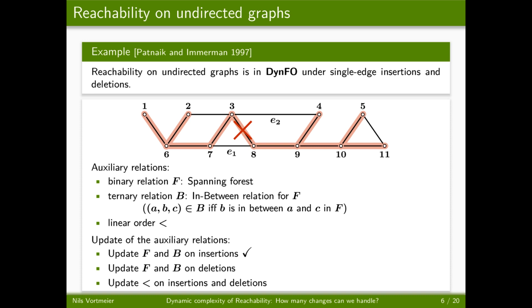We just insert a node at the end of the linear order when the first edge for this node is inserted into the graph. With the help of the linear order, we now can tell a difference between the two edges E1 and E2 and take the lexicographically smallest one into the spanning forest. If, on the other hand, an edge is deleted that is not part of the spanning forest, then no update is necessary. Along these ideas, we can now construct update rules that witness that reachability on undirected graphs is in DynFO under insertions and deletions of single edges.